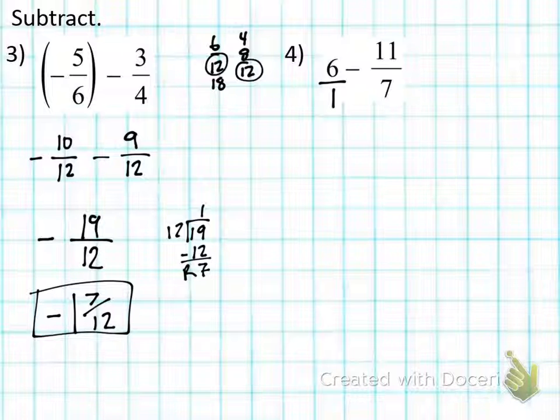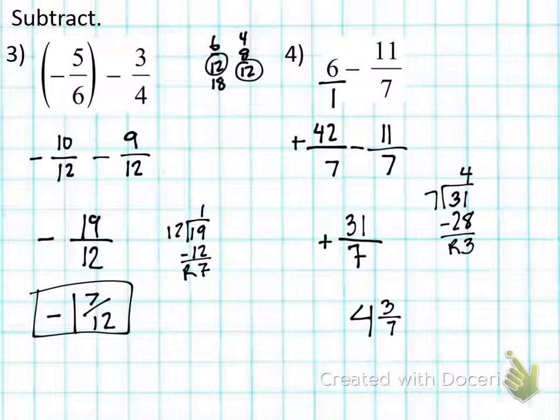Okay, good. Do this by yourself. Go. The answer is the following: 4 3/7.